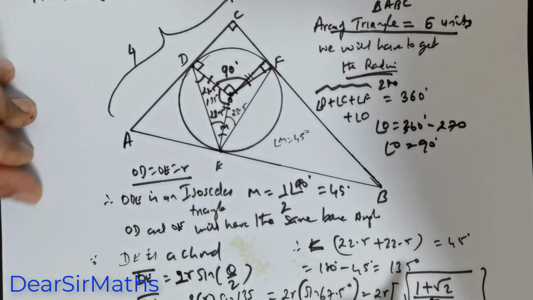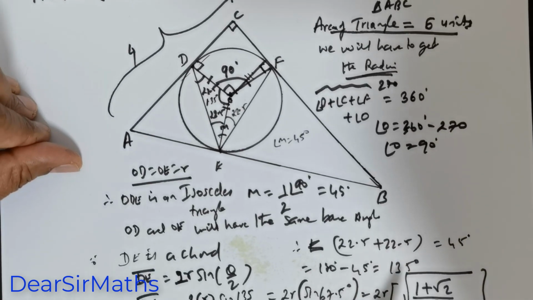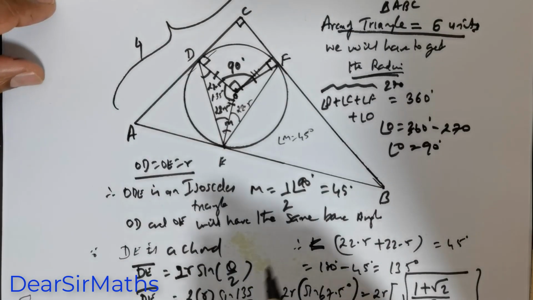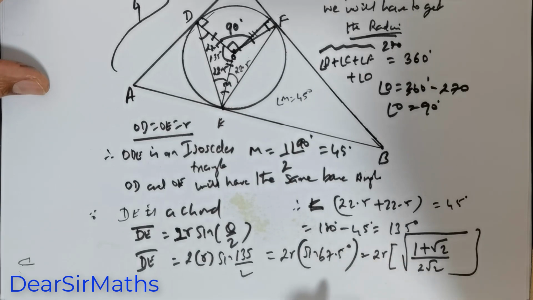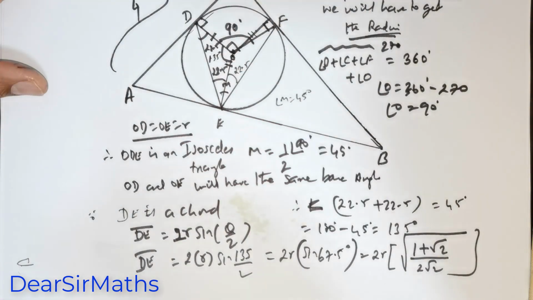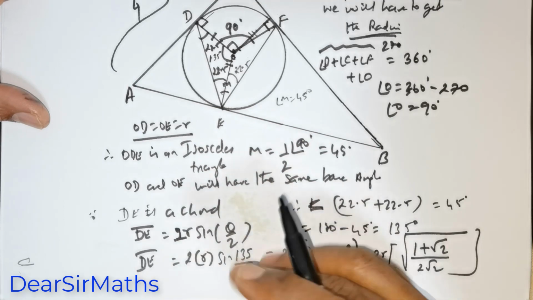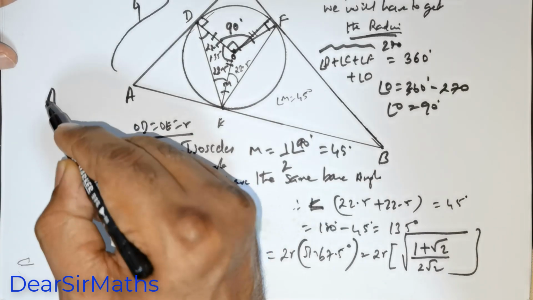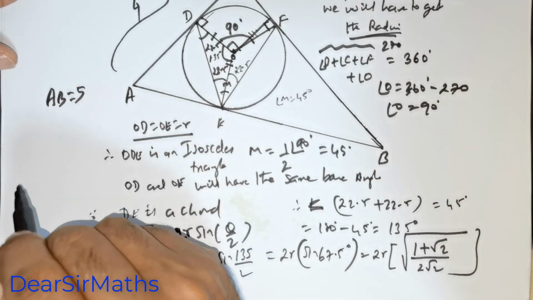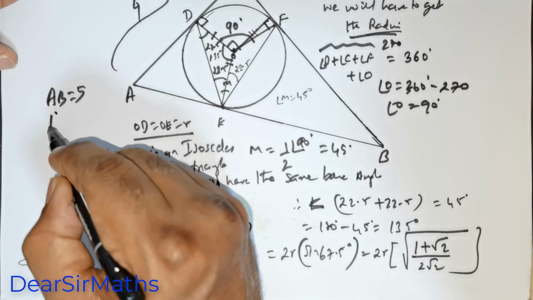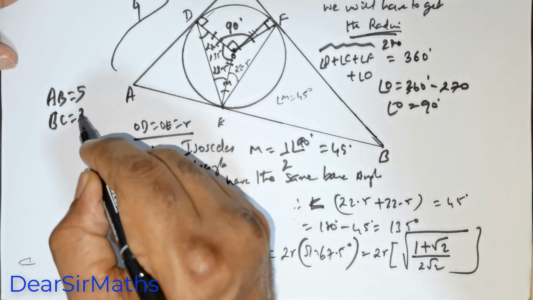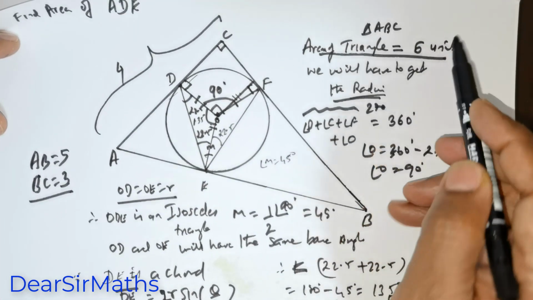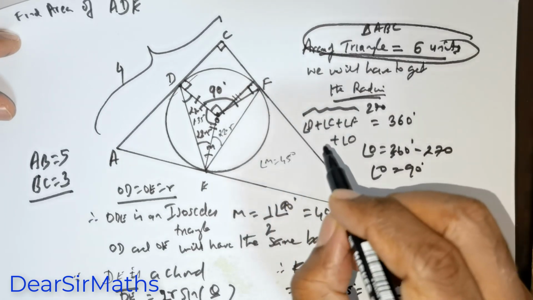Now, I was under the impression we don't have to obtain the value of r, but we need to do that. So now we will have to calculate the value of r. There is no other way for us except to evaluate the value of r. So what I wish to do is utilize the data given in the question. It's given that AB is equal to 5 units and BC is equal to 3 units, and the area of the triangle is given as 6 units. We will be able to calculate the value of r.